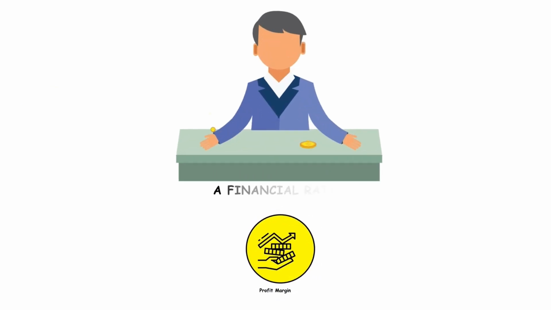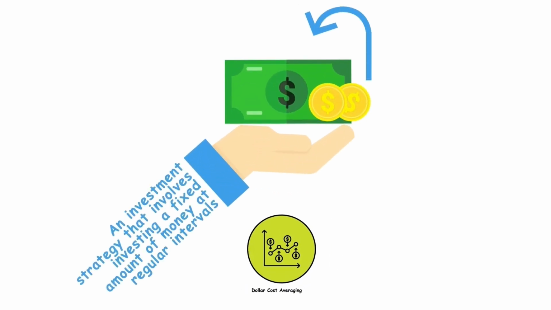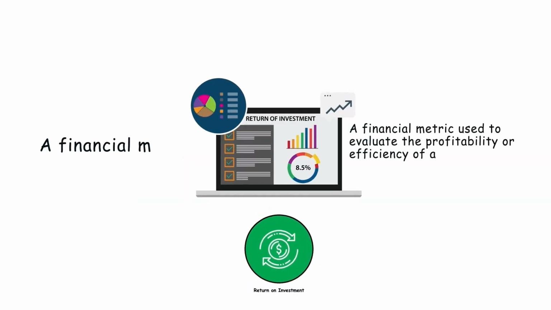Profit margin. A financial ratio that measures a company's profitability by expressing its net income as a percentage of its total revenue. Dollar cost averaging. An investment strategy that involves investing a fixed amount of money at regular intervals into a particular asset or security, regardless of its price fluctuations. Return on investment. A financial metric used to evaluate the profitability or efficiency of an investment relative to its cost.